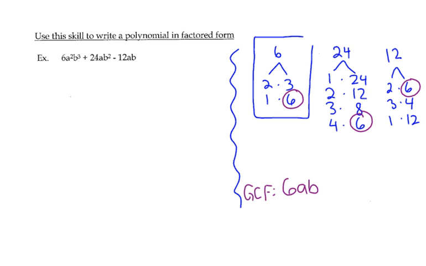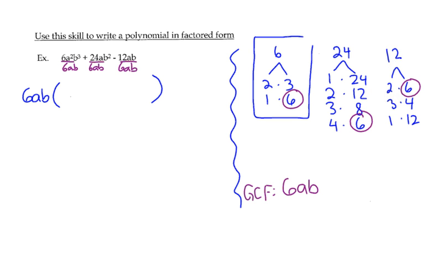So we're going to factor out 6AB. We're going to pull it out. We're doing the opposite of the distributive law, because you can pull a 6AB out of all of them. To figure out what goes inside the brackets, we divide each term that was there before by that GCF.